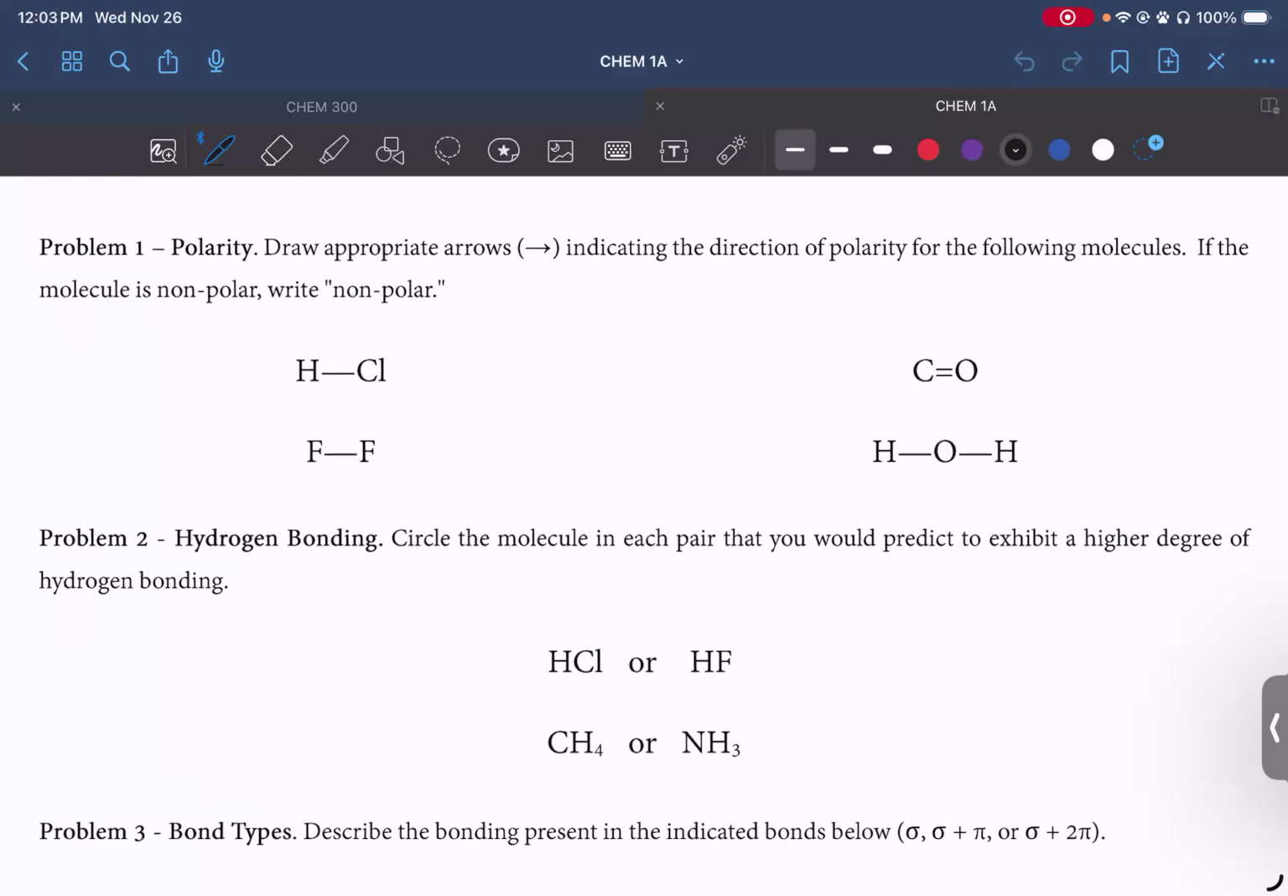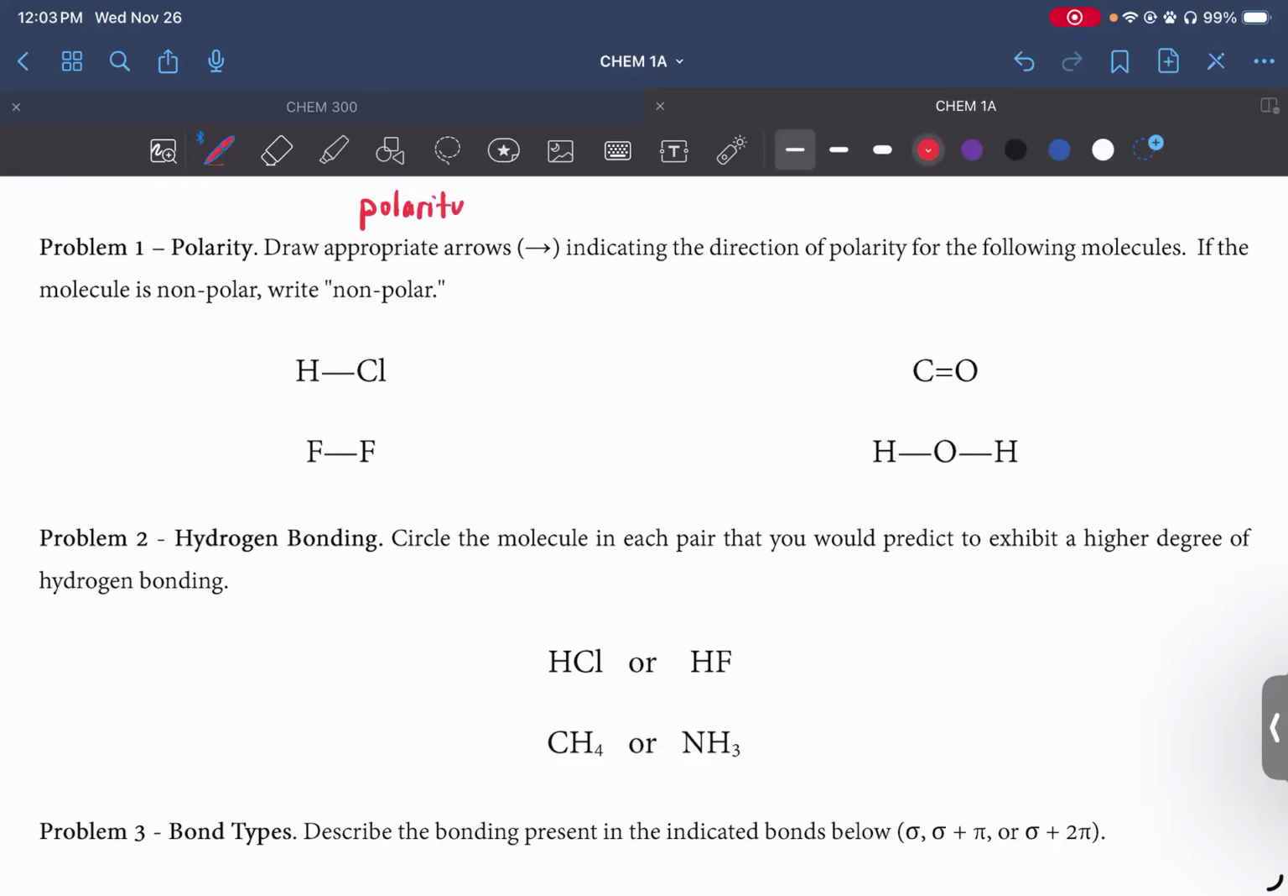Okay, so because we do have another topic to get through, we're not going to have time to go over every single question, but I did want to talk about some of the big picture stuff. Let's first start with problem 1, aka polarity. The question says, draw appropriate arrows indicating the direction of polarity for the following molecules. If the molecule is believed to be nonpolar, then you simply write nonpolar. Now, let's remind ourselves of exactly what polarity is and what we're looking for.